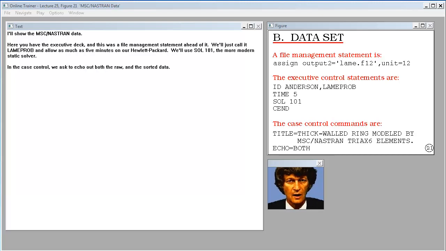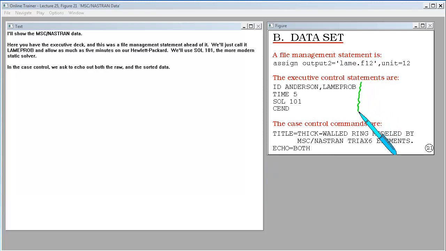I'll show the MSC Nastran data. Here you have the executive deck, and this was a file management statement ahead of it. We'll just call it LeMay Prob, and allow as much as 5 minutes on our Hewlett-Packard. We'll use Sol 101, the more modern static solver. In the case control, we ask to echo out both the raw and the sorted data.